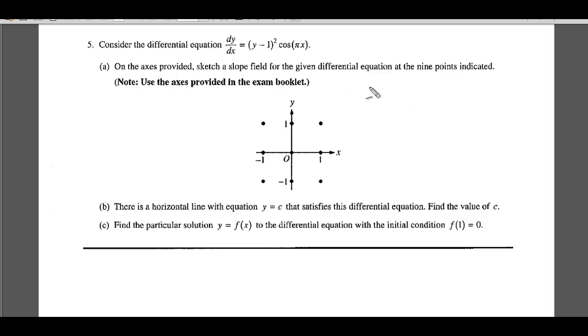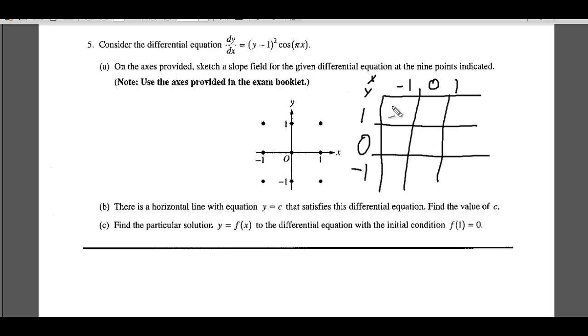Since we're only doing 3, I don't want to write out points. I'm going to do a little table. I'm going to call this x: -1, 0, 1, and this is my y: 1, 0, -1. If we plug in y is 1, well, y minus 1 becomes 0, and so the slope is 0.